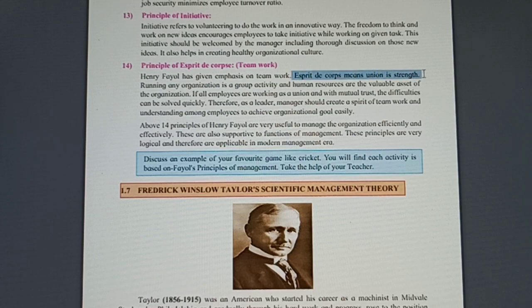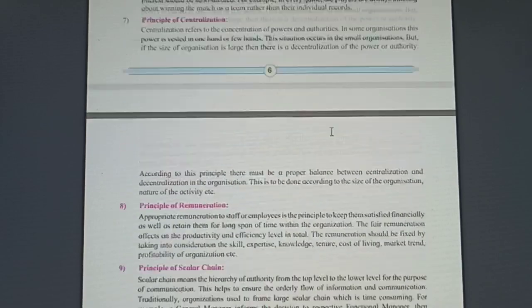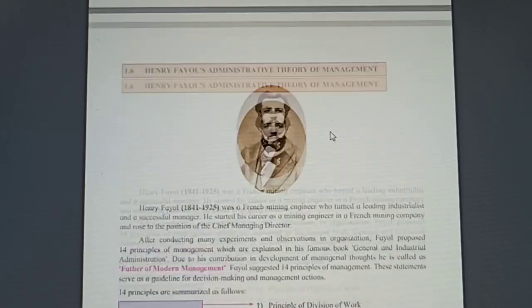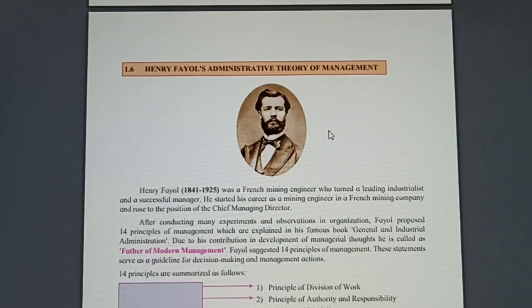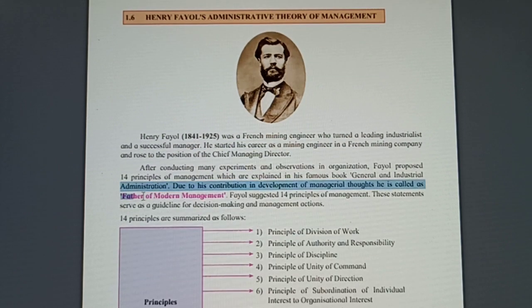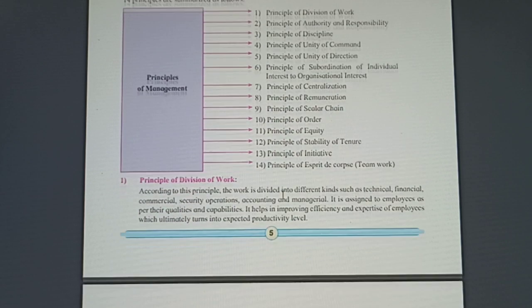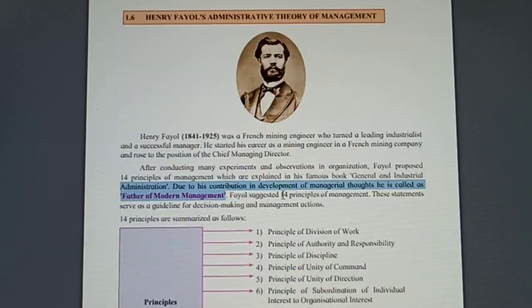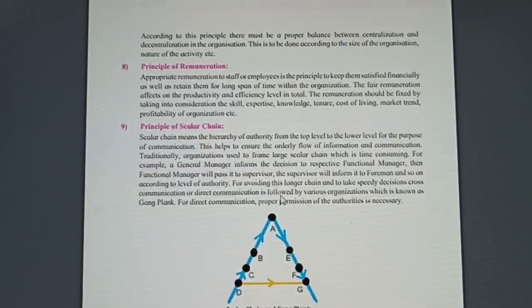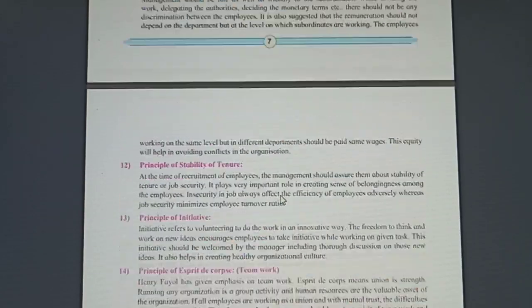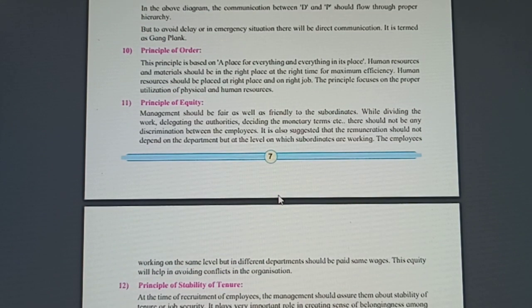Unity is strength. So as you can see here, there are 14 principles of management listed by Henri Fayol. Henri Fayol is also called the father of modern management. You have to remember this. It will be asked in fill in the blanks or match the column. So these are all the 14 principles of management, and as I said earlier, all the 14 principles are not required. Till last year, this question was asked only for 5 marks. This year, let us see if it has been asked for 8 marks or 10 marks. Accordingly, you can bifurcate this answer.